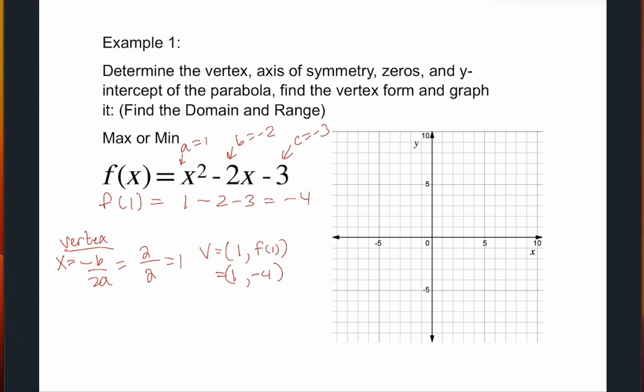Now let's talk about vertex form. Vertex form is a times x minus h squared plus k. Well, we earlier identified our a value was 1. We found our h and k value is 1, negative 4. So we have everything we need to put it into vertex form, right? Okay, so let's look.